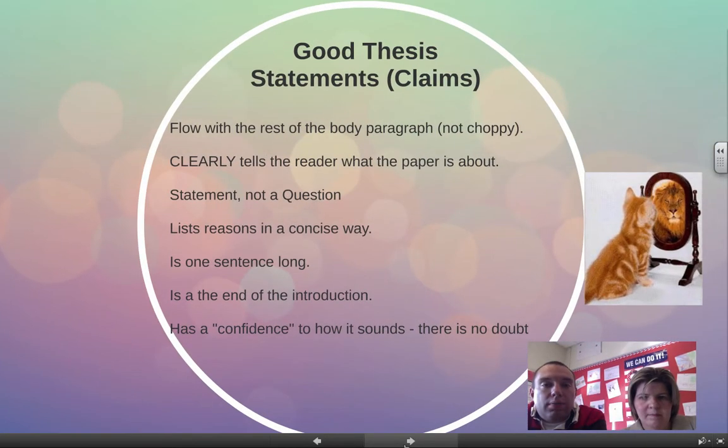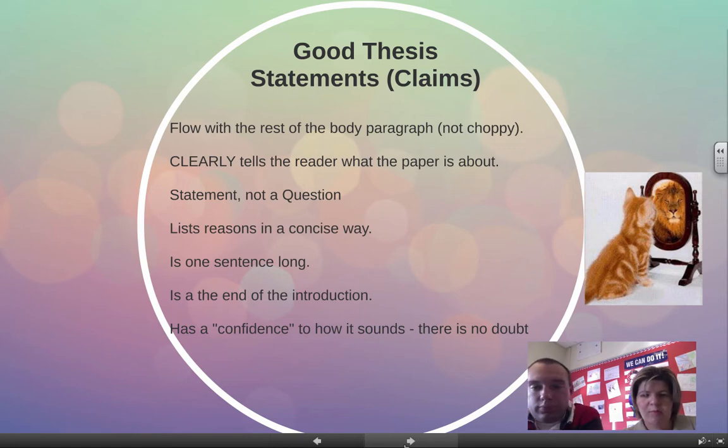A good thesis statement or claim will do the following things. First of all, it's going to flow with the rest of your paragraph. It's going to be the last sentence of your introduction, but it shouldn't be choppy. It should feel like it belongs as the next sentence in the paragraph. That can be tricky sometimes, especially if you pre-write your thesis statement.